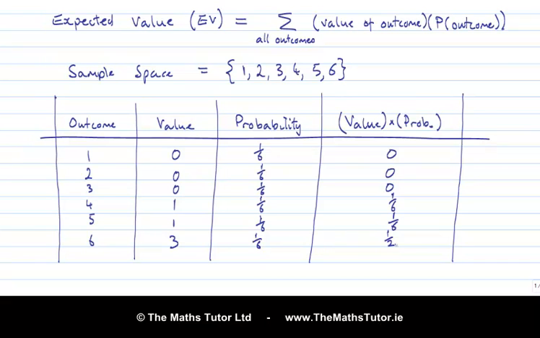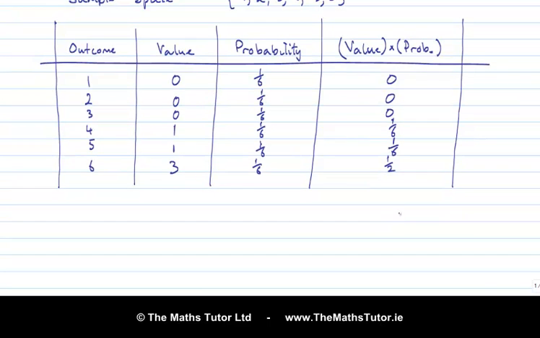And now to calculate the expected value, we just take the entries in this column and add them all up. So we have 0 plus 0 plus 0 plus 1/6 plus 1/6 plus a half, and that gives us 5/6. So we just add these up and we get 5 over 6, and that is the expected value.